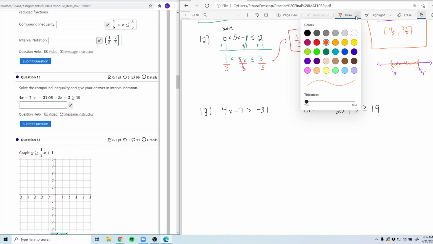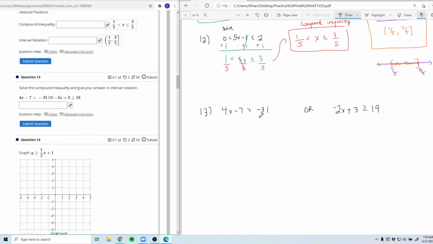All right, so let's go ahead and solve them. You have to do these completely separately. Do the first one over here. We add the 7 to each side. When we do that, we've got 4x is greater than negative 31 plus 7 is negative 24. And then to get the x by itself, we divide by 4. But because 4 is positive, nothing happens. Our inequality stays the same. We get x is greater than negative 24 over 4. That simplifies, we got negative 6.